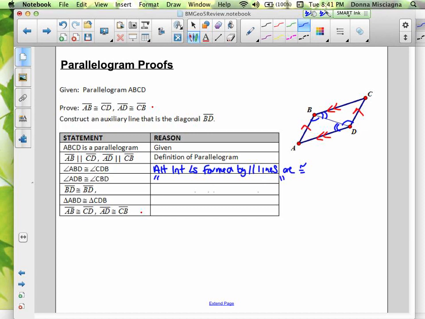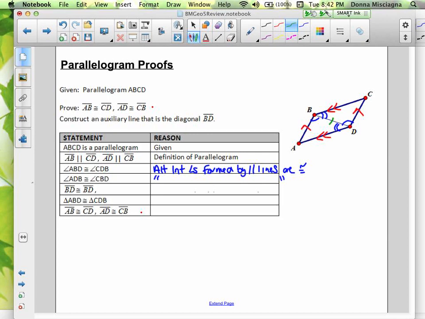Now if you've noticed with the parallelograms, there's a common theme here. One of those common themes is if we can get some triangles congruent, we can get some other things congruent as well. And here we're actually very close to getting a triangle congruent. The only thing is we need one more piece of information, and that piece of information is that BD is congruent to BD.